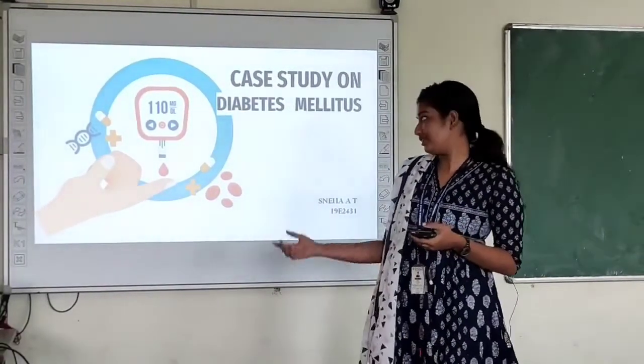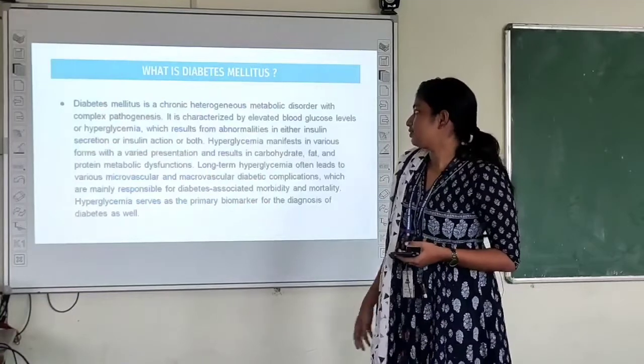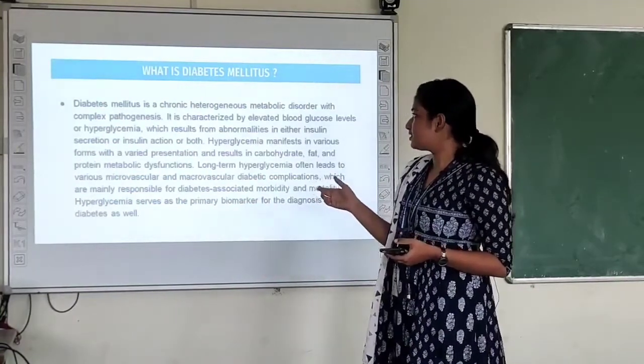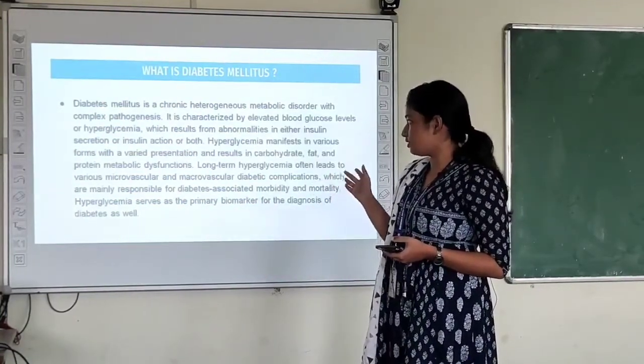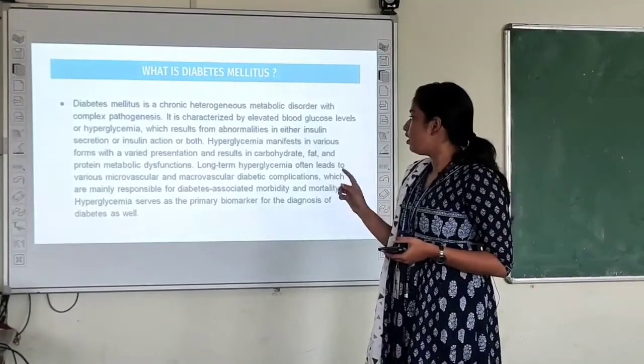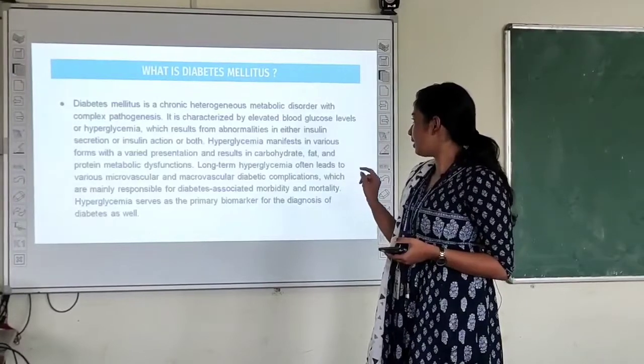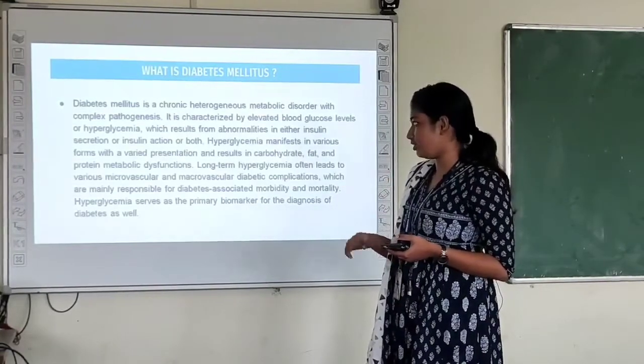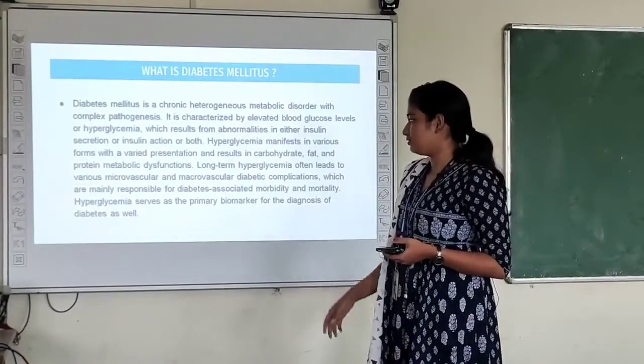So, case study on diabetes mellitus. So, what is diabetes mellitus? Diabetes mellitus is a chronic heterogeneous metabolic disorder with complex pathogenesis. It is characterized by elevated blood glucose levels or hyperglycemia, which results from abnormalities in either insulin secretion or insulin action or both. Next slide.